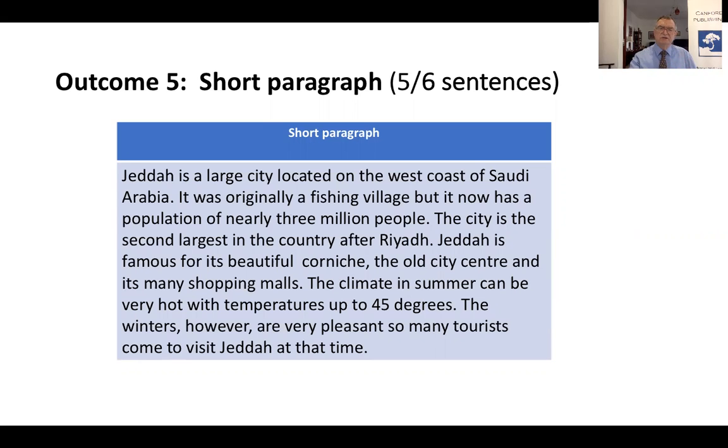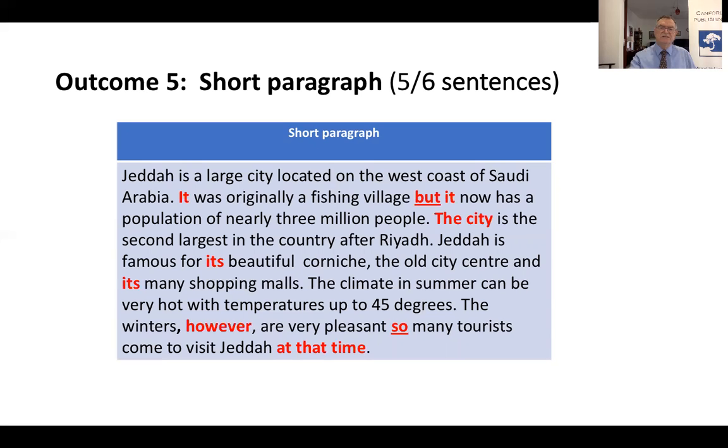It's a nice description of a city, and they can write about their own cities, their own towns, and so on. Let's just look at it a little bit. So there are a couple of compound sentences, and there are the cohesive features there that make it into a nice paragraph.